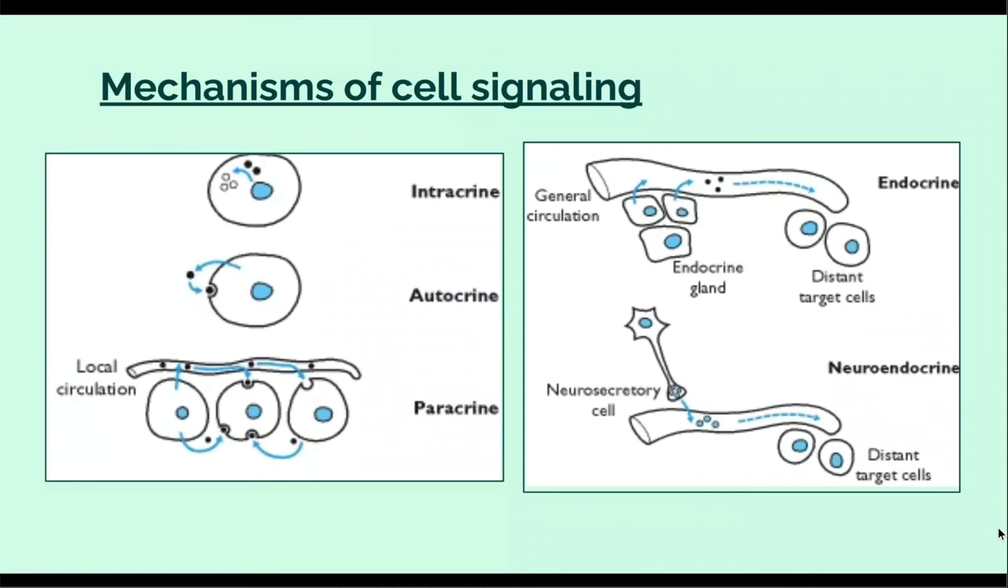In contrast to this, in endocrine, you have the hormone that's secreted into the general circulation, and this travels in the blood and affects the distant target cells. In neuroendocrine, you have the neurosecretory cell that secretes the hormone, and then it acts in the same way as the endocrine one. So the hormone travels in the blood and can affect different distant target cells.